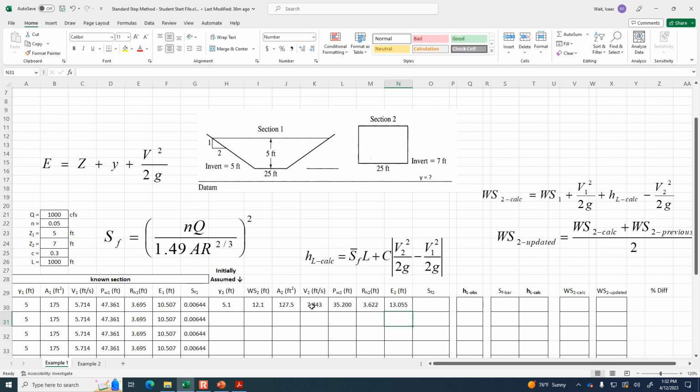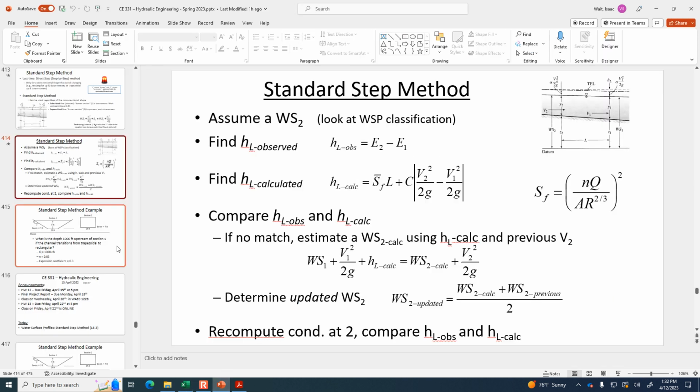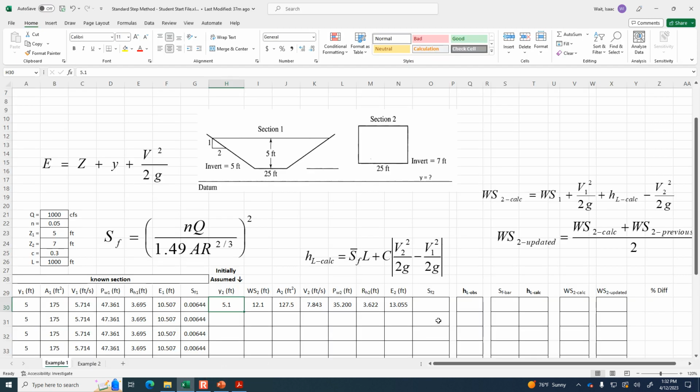Okay, so let me pause for a second. Is there anybody who needs to see a certain cell formula, or is there something that I went through too quickly that I could circle back to a second time? We know E1 and we know E2 if this is the depth. So back in our procedure here, we know E1, we know E2. So from that, we can calculate this observed head loss.